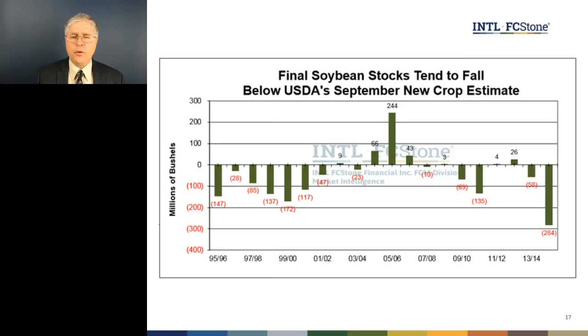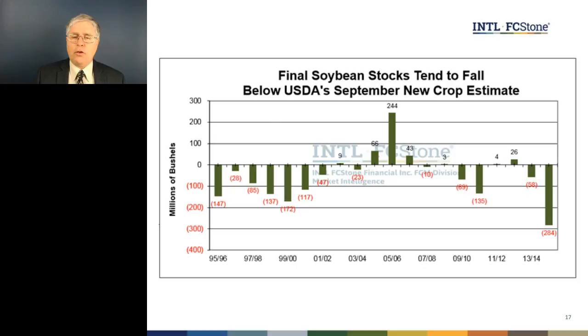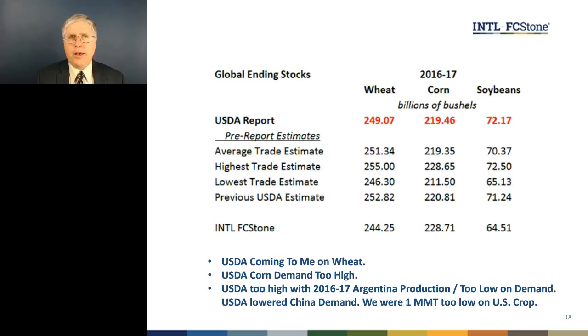Now, let me go back to the first chart. This should say exports. USDA has a strong tendency to underestimate exports. I apologize, I got the title wrong there. It should say final soybean exports tend to come in above, and ending stocks below, USDA's target. So I'll get that title corrected for next time. My apologies for that. Overall, we tend to see larger exports than USDA forecasts and smaller ending stocks. And so that's the tendency going forward.